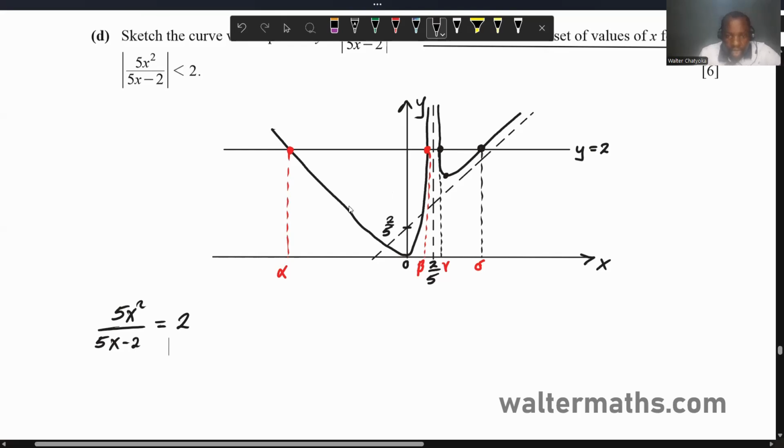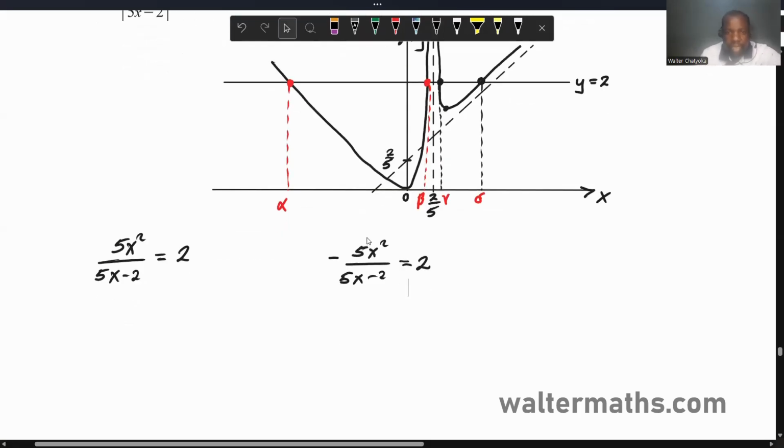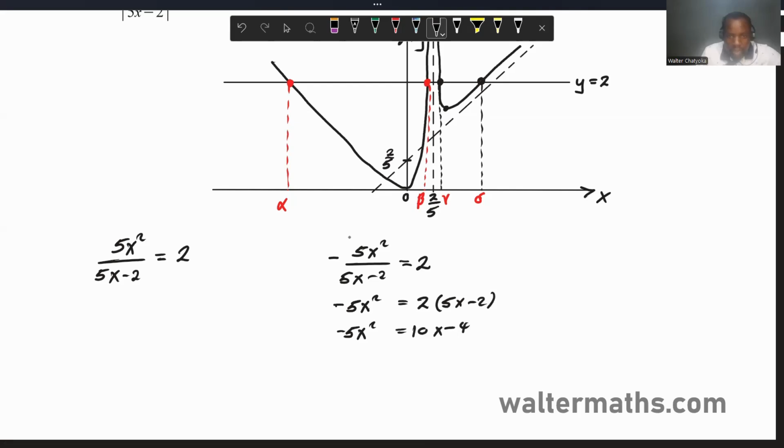And for this part, it was reflected. Before we had made the modulus graph, this part belonged below the x-axis, but it was reflected. So it's like minus of 5x squared over 5x minus 2, and it intercepts with the line 2. So we're going to find the intercepts this way, all right? For alpha and beta, we will use the reflected one. So here we'll be having minus 5x squared is equal to 2 times 5x minus 2. So that's minus 5x squared is equal to 10x minus 4. So this can be rearranged to 5x squared plus 10x minus 4 equal to 0.